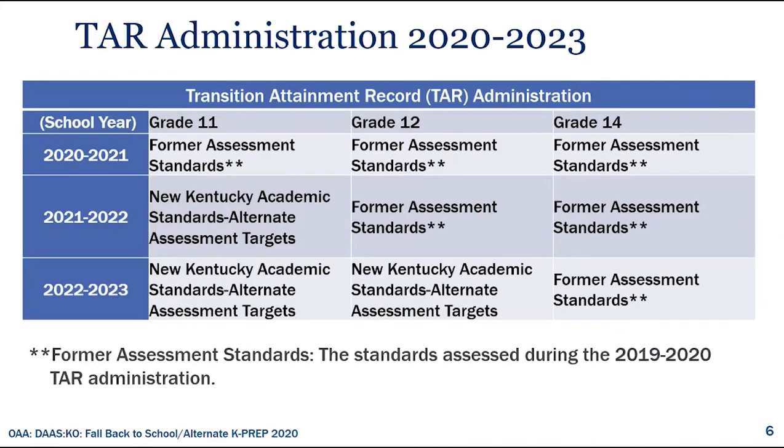Slide 6 demonstrates the TAR assessment that will be administered this year. Basically, the TAR will look the same as it has the past 3 years. Next year, in 2021-2022, the TAR will change only for grade 11 students. This slide represents the changes over the next 3 years. The former assessment standards mean the TAR is based on the TAR we assessed the past 3 years plus.